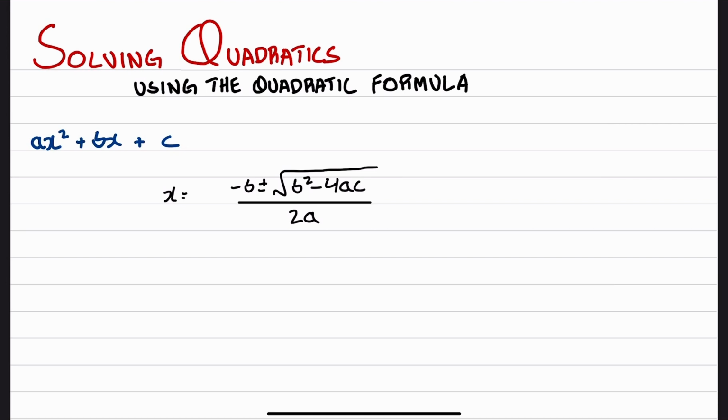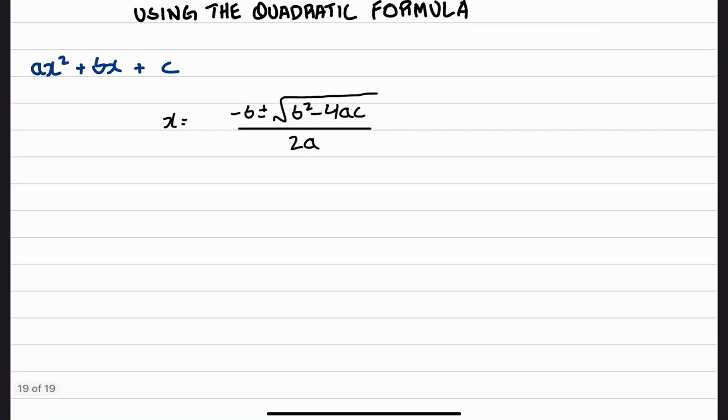This is the quadratic formula where b is the coefficient of the x term, sign included, a is the coefficient of the x squared term, and c is the constant in our quadratic equation. Now let's try solving a quadratic using the quadratic formula.